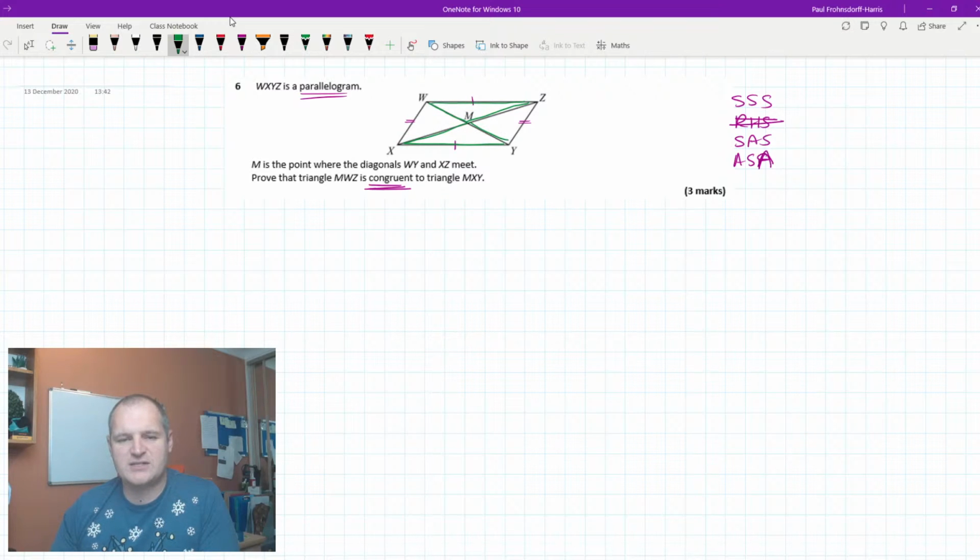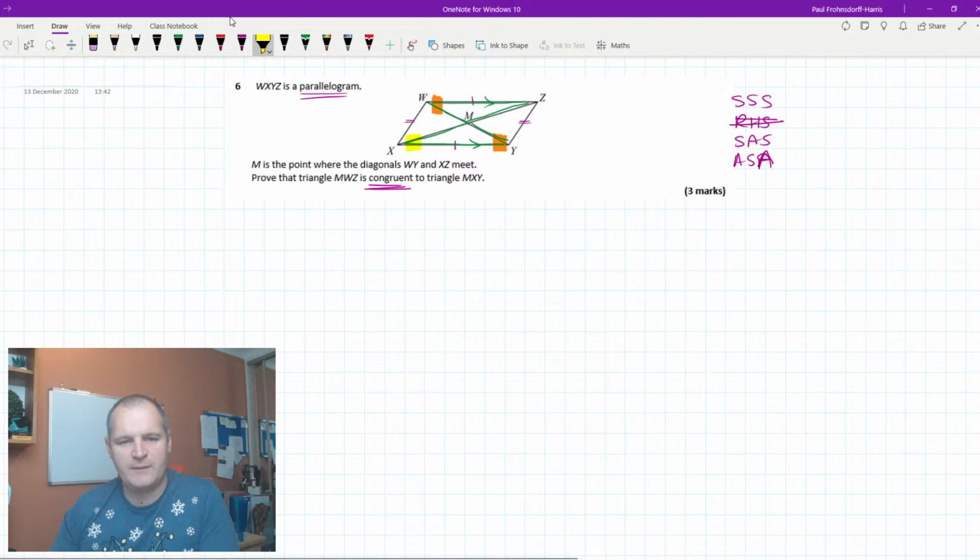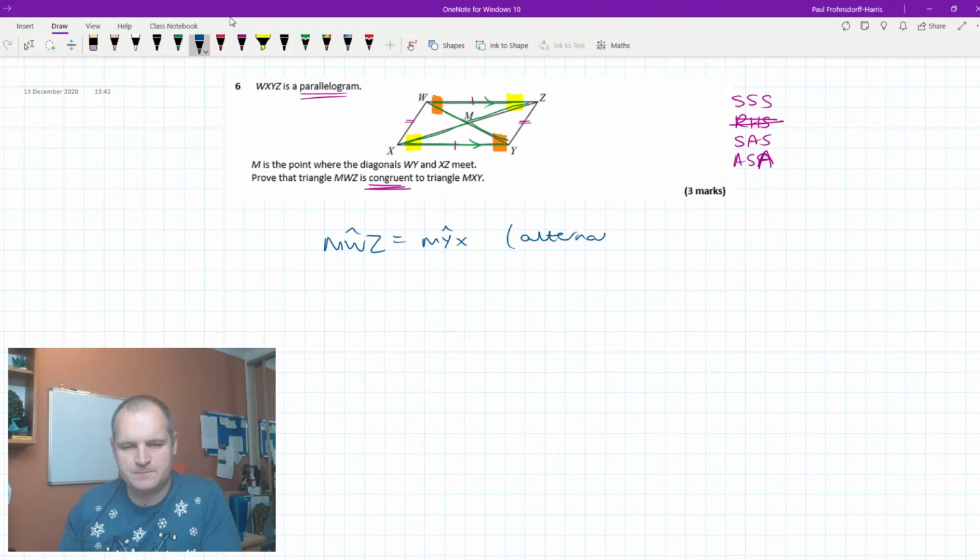But the other fact to remember is that they are parallel lines. And if they're parallel, we can say that this angle here is the same as this angle here. And we can say that this angle here is the same as this angle here. Only as long as we state it. So we have to say MWZ is equal to MYX because they are alternate angles.